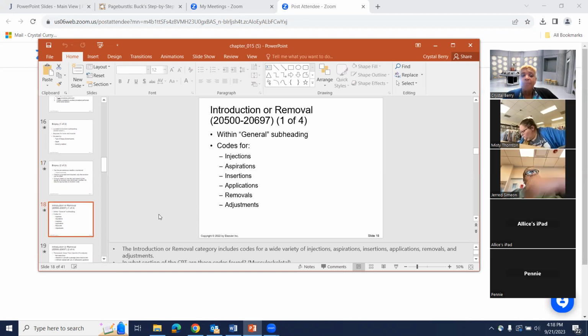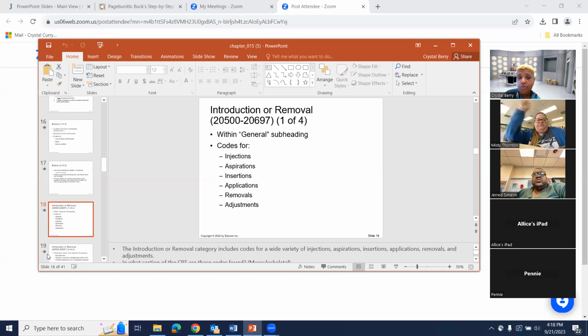Introduction or removal. So I'm not going through all of these slides because you're not going to have all of this information on the exam. This is really a short, like I said, it was 3 days, really 3.5 days of information, which is not that much to cover. So I'm gonna go through certain things that you would need to know as far as your NCCT certification and what's going to be on your exam.